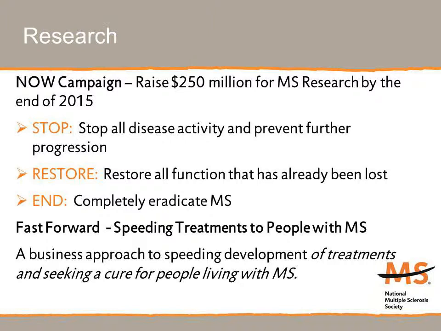Now, we are involved in a campaign to raise $250 million for MS research by the end of 2015, with our goal to stop all disease activity and prevent further progression, restore all functions that have been lost, and end and completely eradicate MS. In addition to the NOW campaign, the MS Society has created an entity called Fast Forward, which works to speed treatment to people with MS. And it focuses on expediting the development of treatments and a cure. It's a business approach to speeding that development for people seeking a cure for MS.